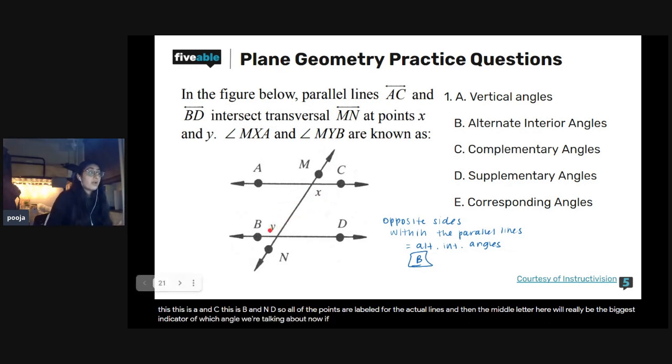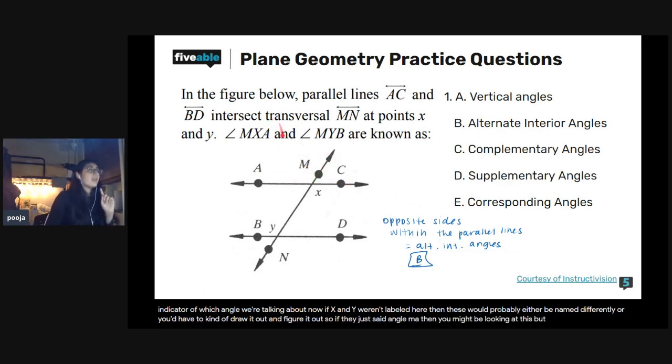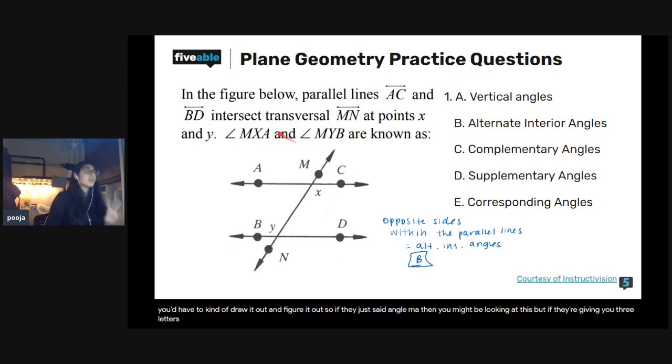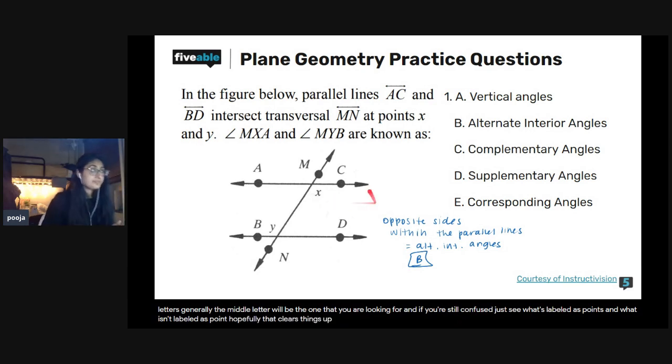Now, if X and Y weren't labeled here, then these would probably either be named differently or you'd have to kind of draw it out and figure it out. So if they just said angle MA, then you might be looking at this. But if they're giving you 3 letters, generally the middle letter will be the one that you are looking for. And if you're still confused, just see what's labeled as points and what isn't labeled as points. Hopefully that clears things up.